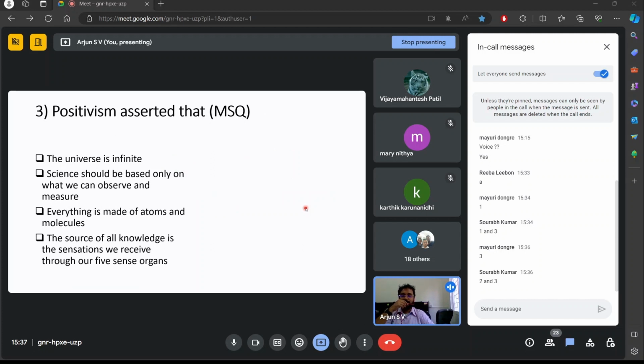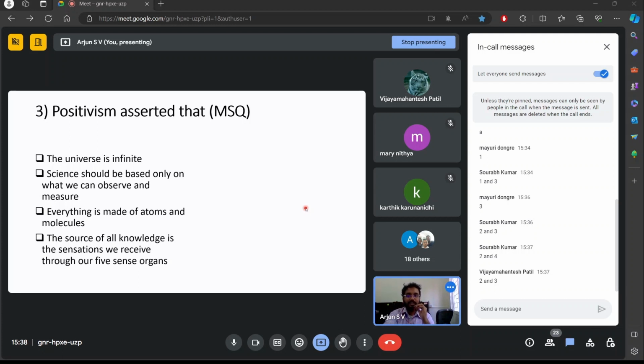Okay, a pretty factual question once again. Positivism asserted that... there are four options, and it is once again a multiple select question, and you can already see what the options are. The universe is infinite. Yeah, Saurabh Kumar, 2, 1, 4. Vijay, you are saying two and three.